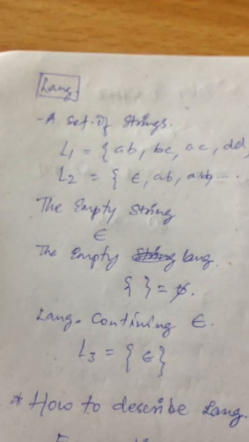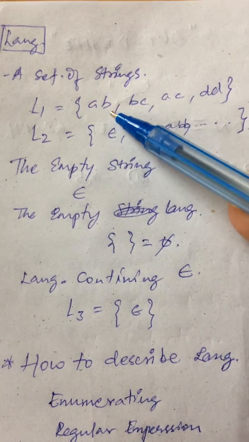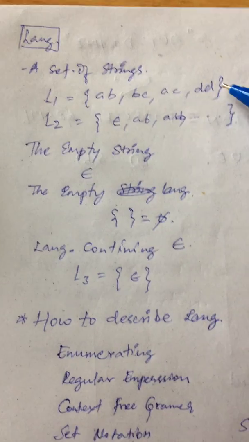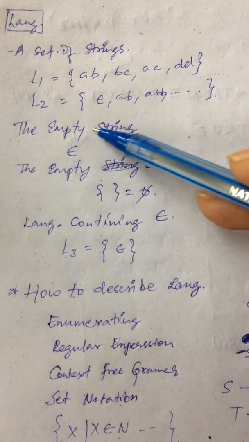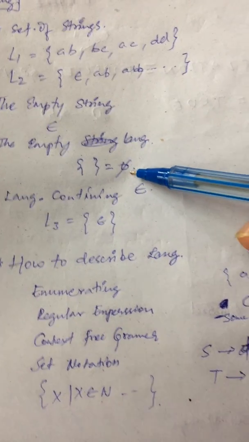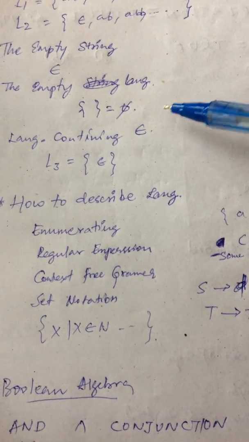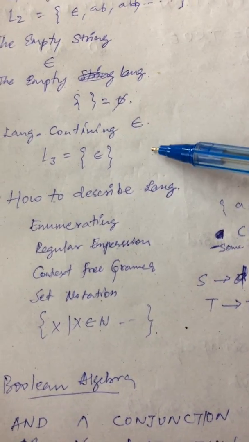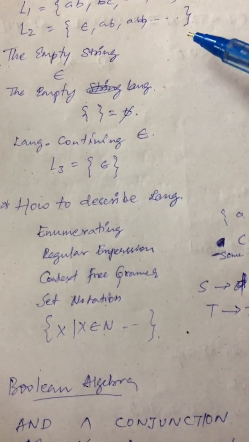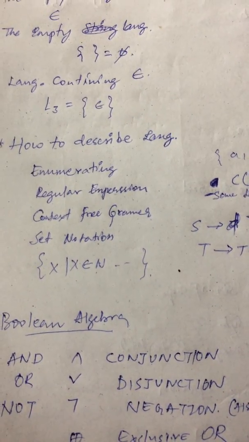So next thing is language. A set of strings is called a language. It can be finite or it can be infinite. The empty string is epsilon and the empty language is the set with no strings. So there is a difference. A language containing epsilon is not an empty language, but a language which is empty means it is not containing any strings.